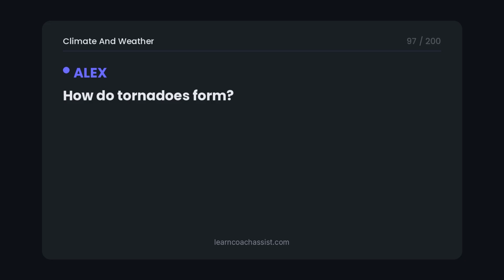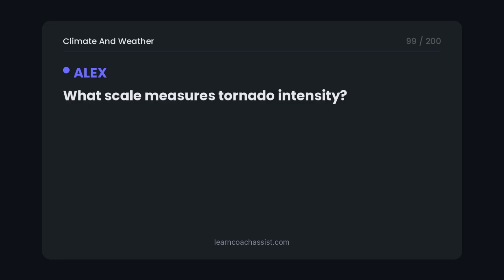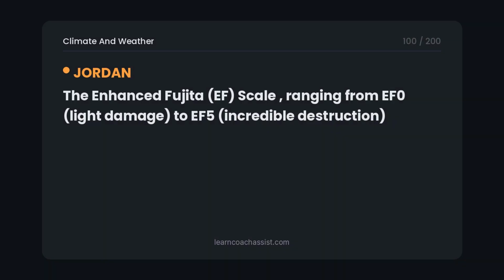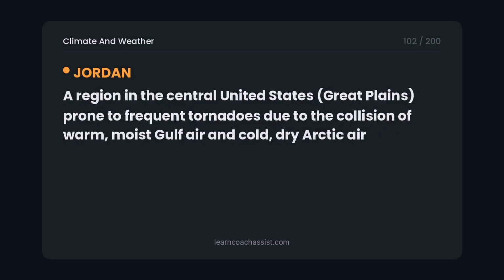How do tornadoes form? From severe thunderstorms when wind shear creates a rotating updraft, mesocyclone, that extends to the ground as a funnel. What scale measures tornado intensity? The Enhanced Fujita (EF) scale, ranging from EF0, light damage, to EF5, incredible destruction. What is Tornado Alley? A region in the central United States, Great Plains, prone to frequent tornadoes due to the collision of warm, moist Gulf air and cold, dry Arctic air.